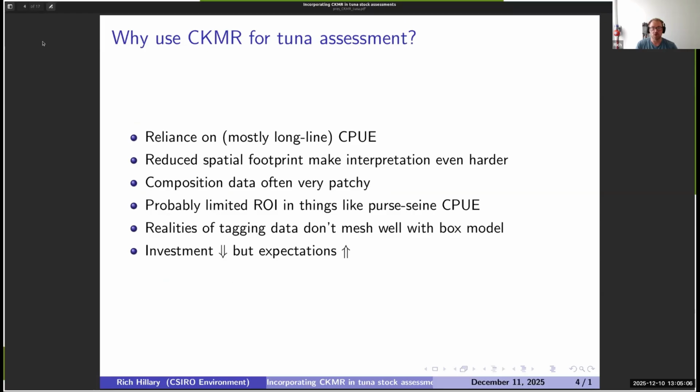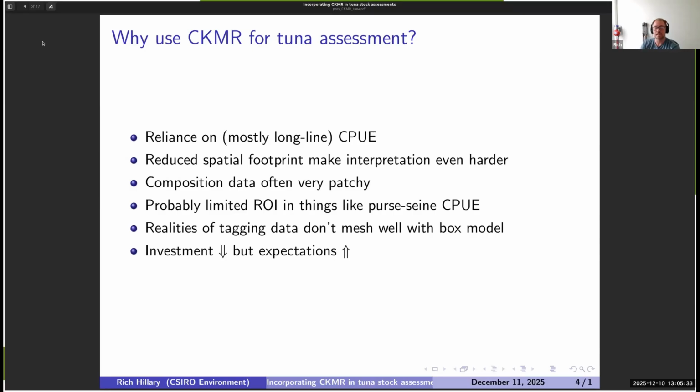Here's the propaganda sheet 101. Why would we want to do it? Well, there's a reliance mostly on longline CPUE in a lot of our assessments. There's a fairly reduced spatial footprint in a lot of these fisheries that make interpretation even harder. We're having to work harder to interpret some of the data that we've got. The composition data is often very patchy. There's probably a fairly limited return on investment in things like Persei and CPUE, though opinions may vary.